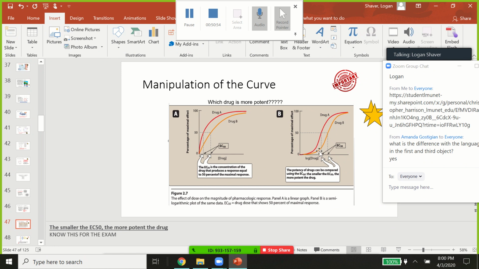Since the EC50 is smaller for drug A, it takes less of that drug to reach that 50%. Notice that this line's before the other one. Since that EC50 is lower, it takes less concentration of drug A to reach the same point that it takes to reach that same 50% with drug B. So the more left it is on these types of graphs, the more potent the drug is.